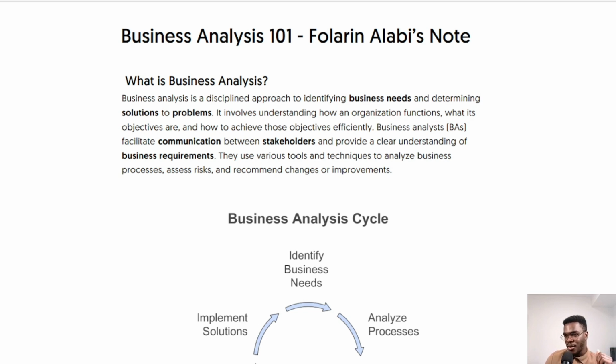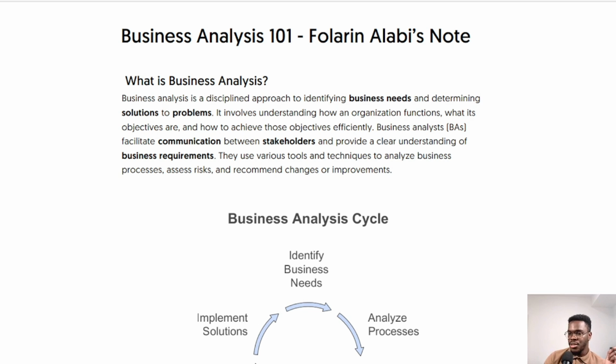Okay, it involves understanding how an organization functions, what its objectives are, how to achieve those objectives efficiently, and much more. Okay, business analysts are oftentimes called BAs. They facilitate communication between stakeholders and provide a clear understanding of business requirements. They use various tools and techniques to analyze business processes, assess risk, and recommend changes or improvements.